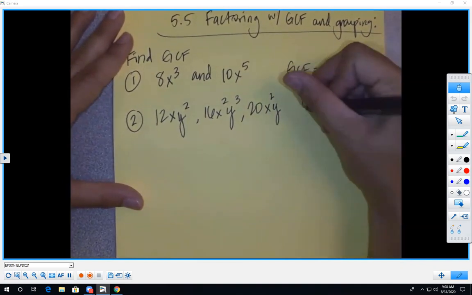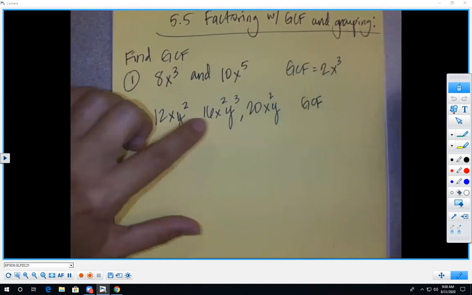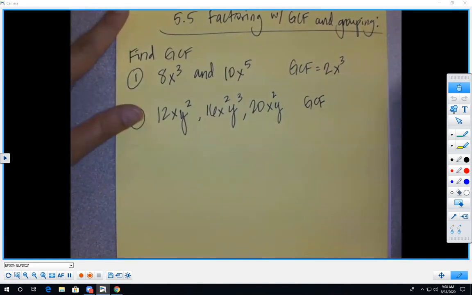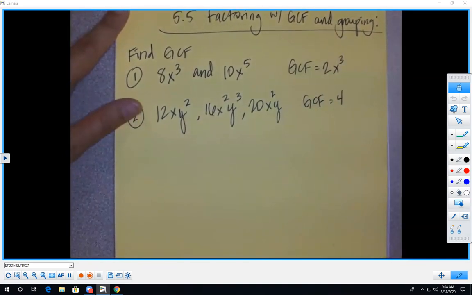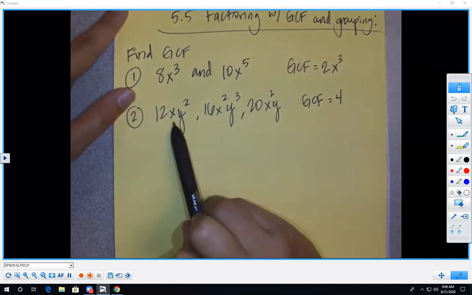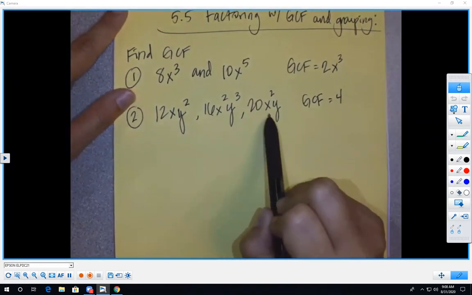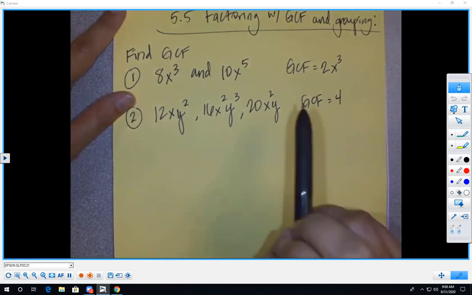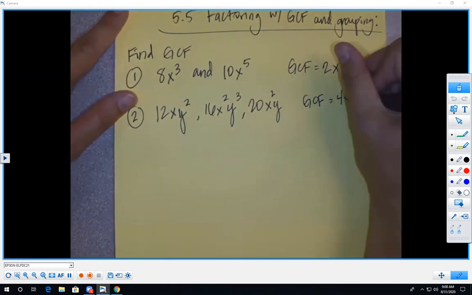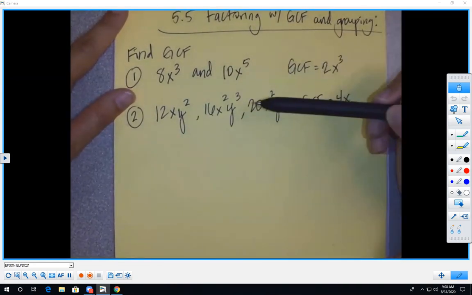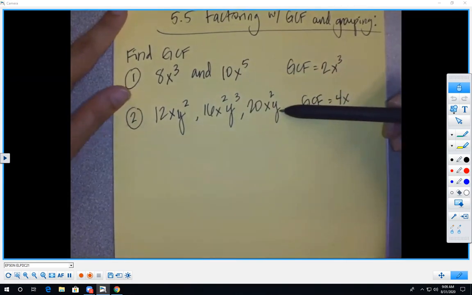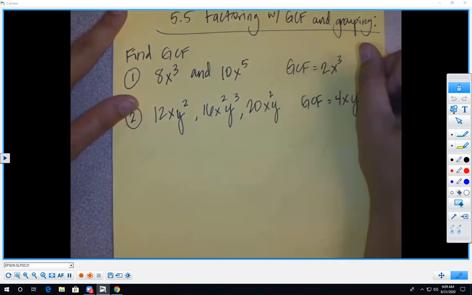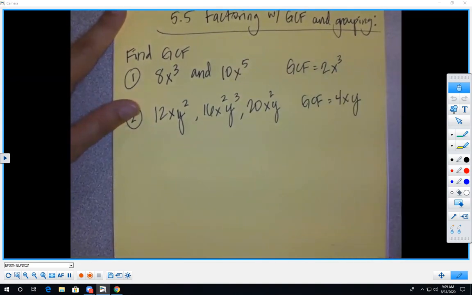Okay, so the greatest common factor of the numbers 12, 16, and 20: 4 is the biggest number that divides into all of those. And then if you look at your x's, the first one has 1 x, the second one has 2 x's, the third one has 2 x's. What's the most they have in common? Just 1 x. And then the first one has 2 y's, the second one has 3 y's, the third one has 1 y. What's the most they have in common? 1 y. So 4xy is the greatest common factor.